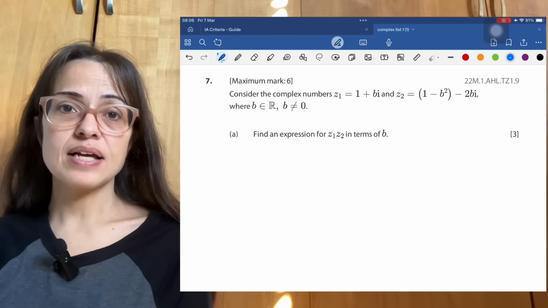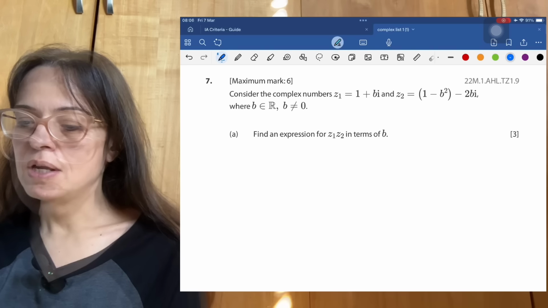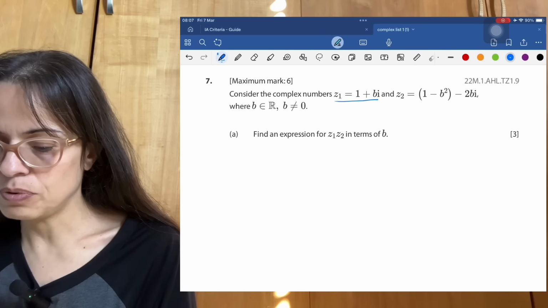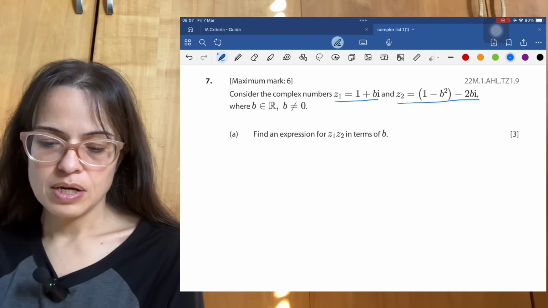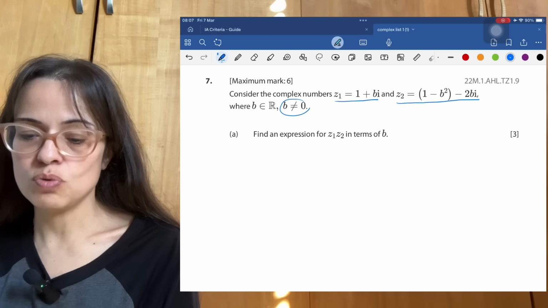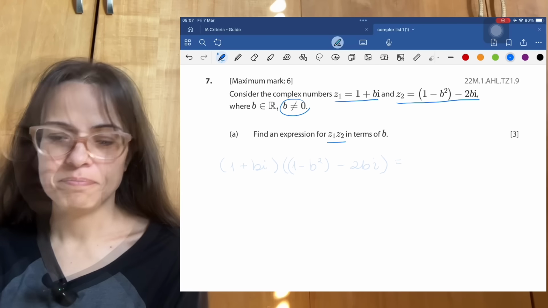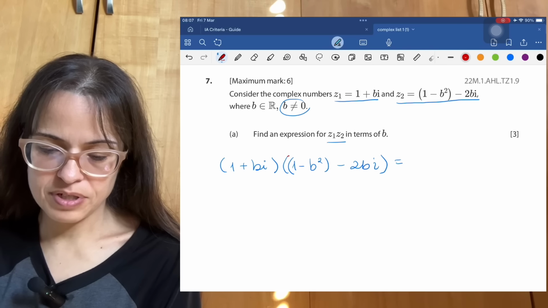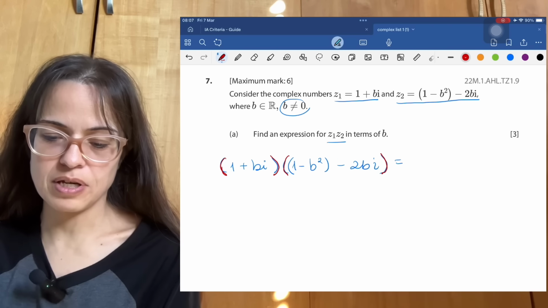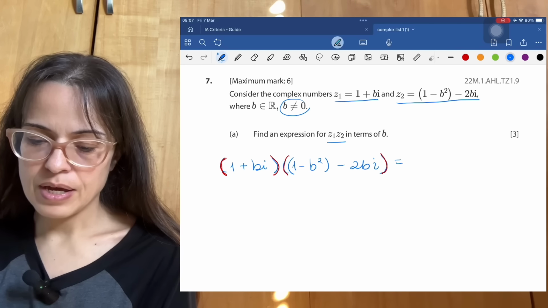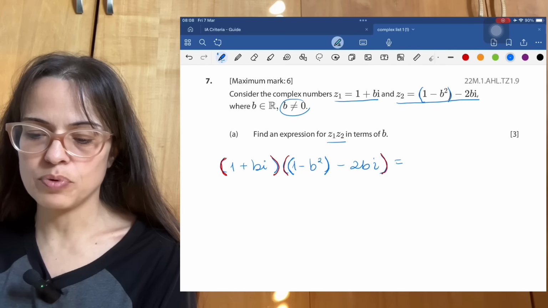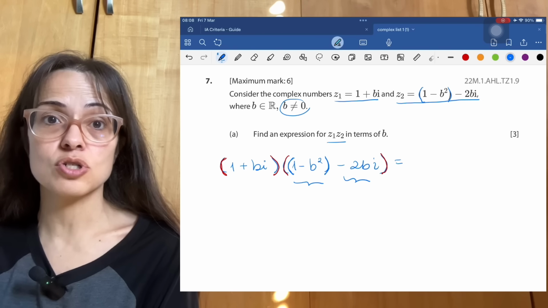And finally, here's the last question that we're going to do today. The question gives us one complex number in Cartesian form and another complex number also in Cartesian form. It says that B is not 0. And then part A just wants us to multiply them. Well, that's easy. I apologize for the double parentheses here, but I want this one to be for the distributive and the multiplication that I'm about to do. And the first one is the parentheses that was already in the question, just to separate the real part from the imaginary part in this complex number.